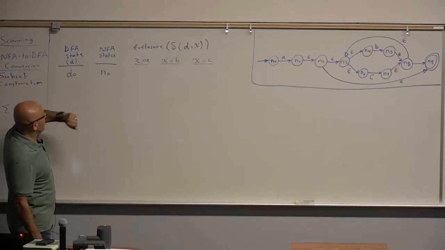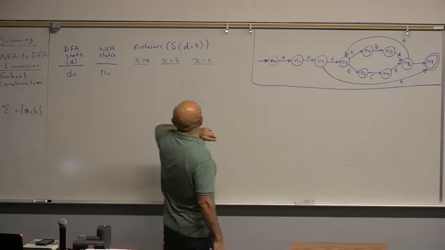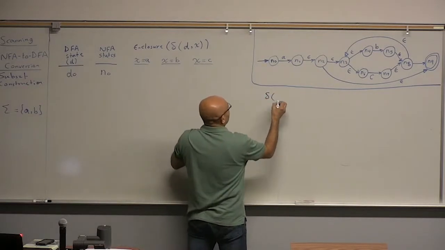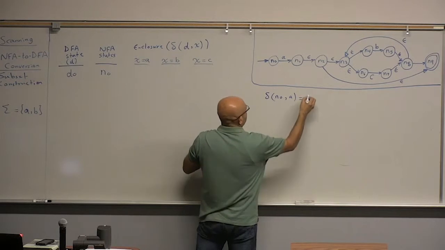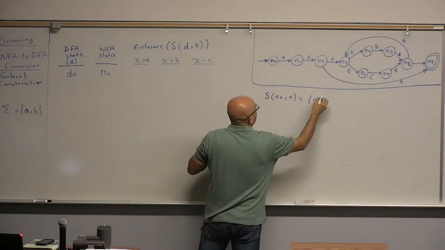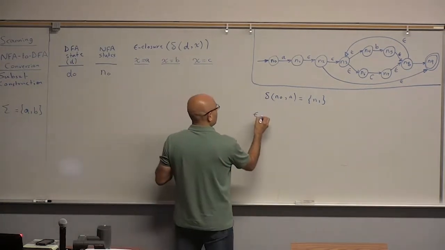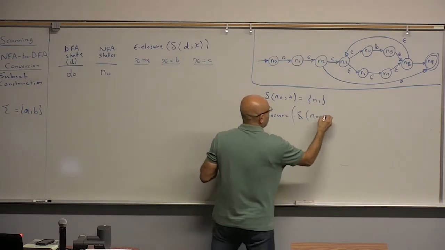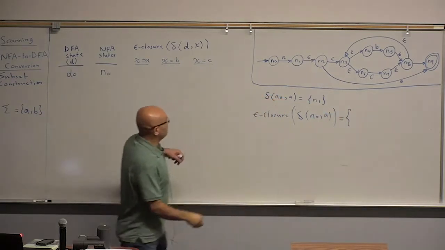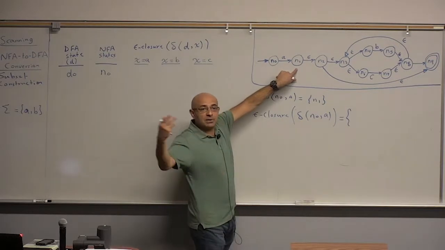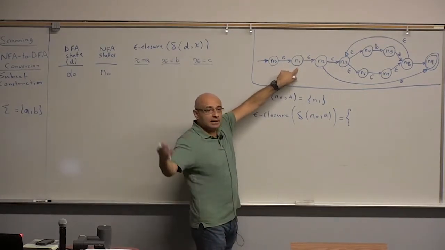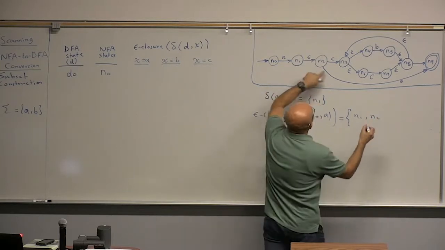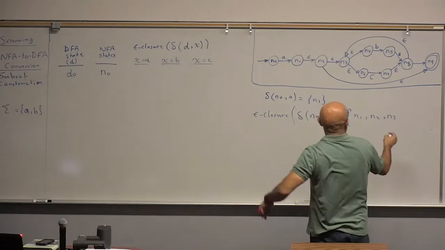So if we are in N0 and we get an A, where will that take us? We'll have to take the epsilon closure of the answer. If we just look at the delta of N0 and A, this is going to be N1. But the epsilon closure of delta of N0 and A is going to be a bigger set, because when you get to N1, now compute the epsilon closure. Run a DFS on N1 with the epsilon edges taken into account. So this will take you to, of course, N1 itself plus N2 plus N3 plus N4.